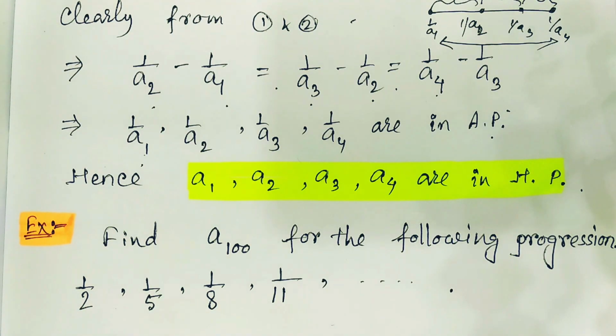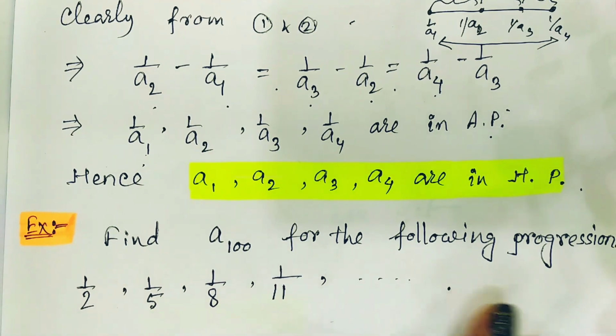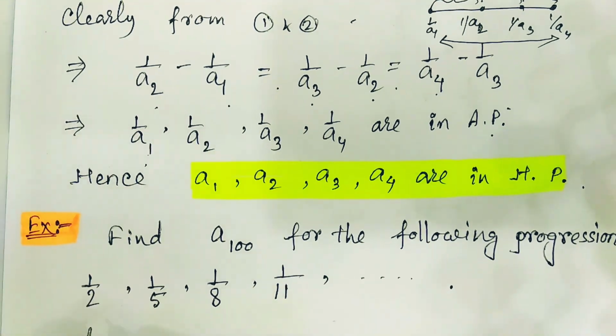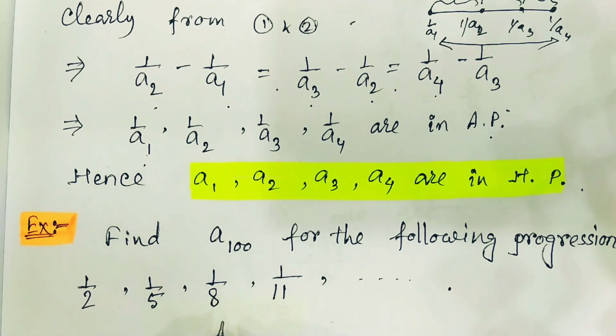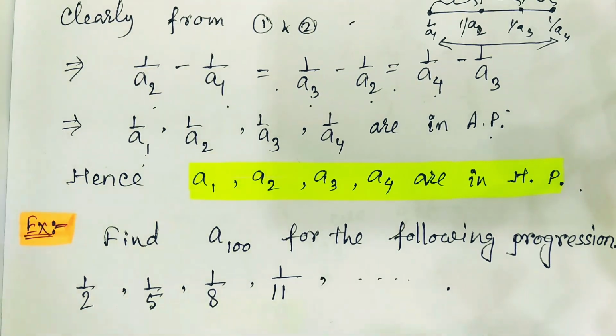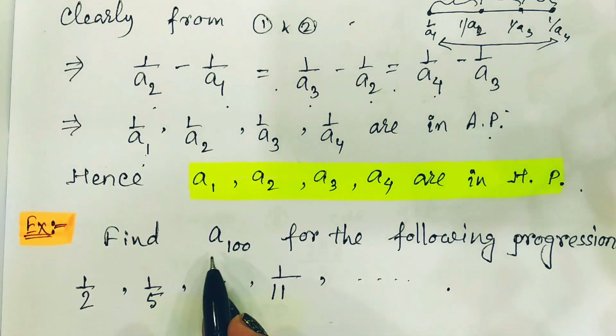We have done so many questions for HP. Now one question for you. Solve it by yourself and keep the answer in the comment box. The question is, find the 100th term for the following progression: 1 by 2, 1 by 5, 1 by 8, 1 by 11 in this way. This progression is given, and it does not say whether it is AP, GP or HP. So first define what kind of progression it is, and accordingly find the 100th term.